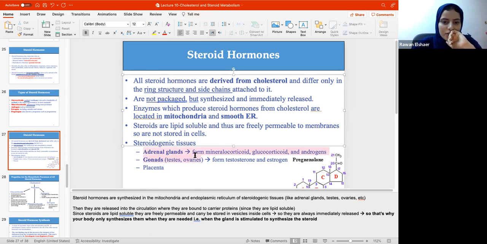These are the steroidogenic tissues that you need to know. These are the only tissues in your body that produce steroids. Adrenal glands. Do you guys know where the adrenal glands are? Where can they be found?